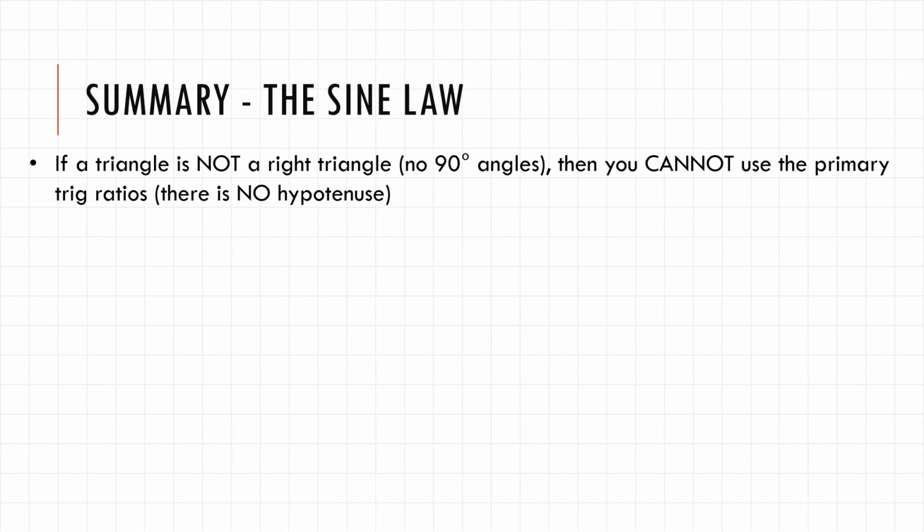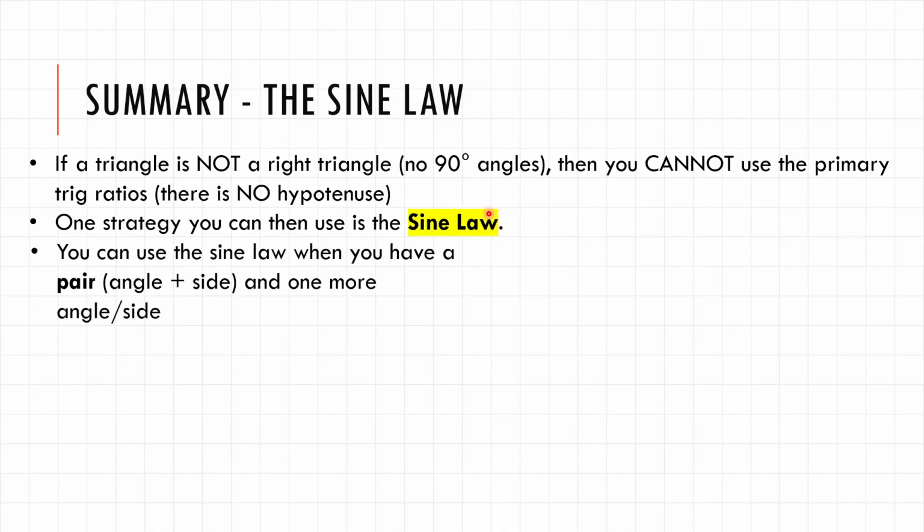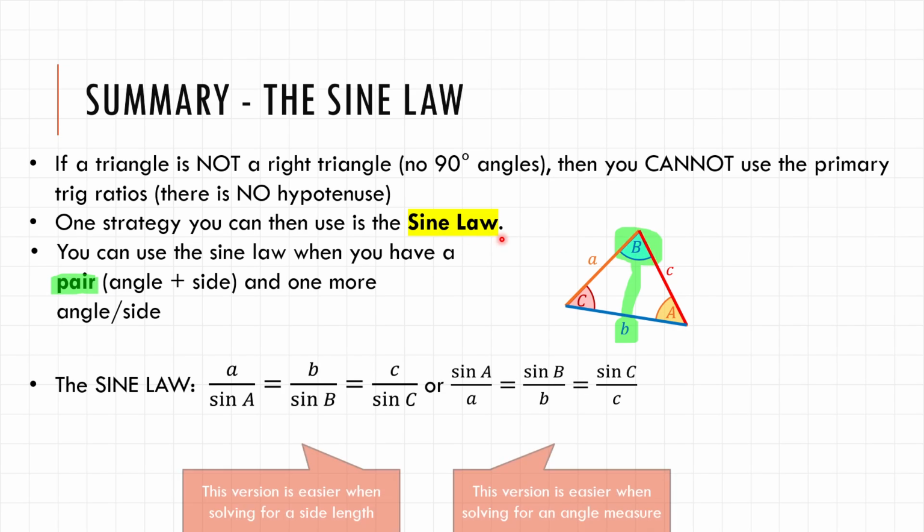If a triangle is not a right triangle, then we can't use the primary trig ratios to solve it, but one of our other strategies that we can turn to is called the law of sines, or the sine law. Now, there's only a very specific case when we can use this. You can only use it when you have a pair, which means you have an angle and the opposite side. So imagine that this is a triangle, and if I have side B and angle B, then I can use the sine law. And the sine law is written like this.